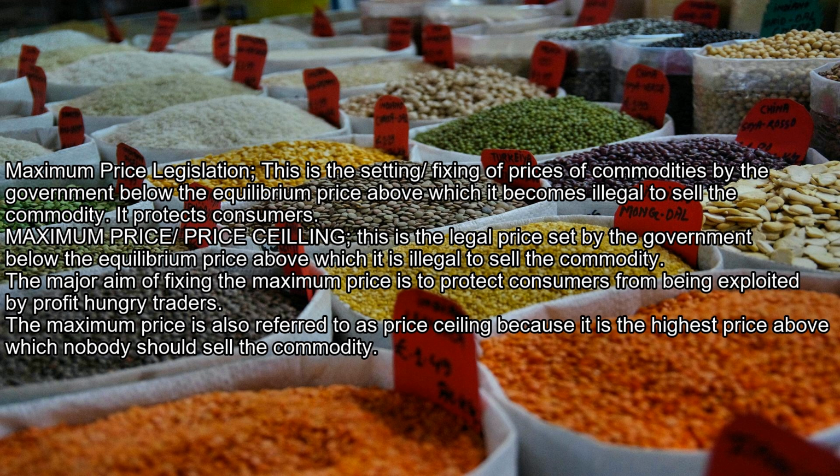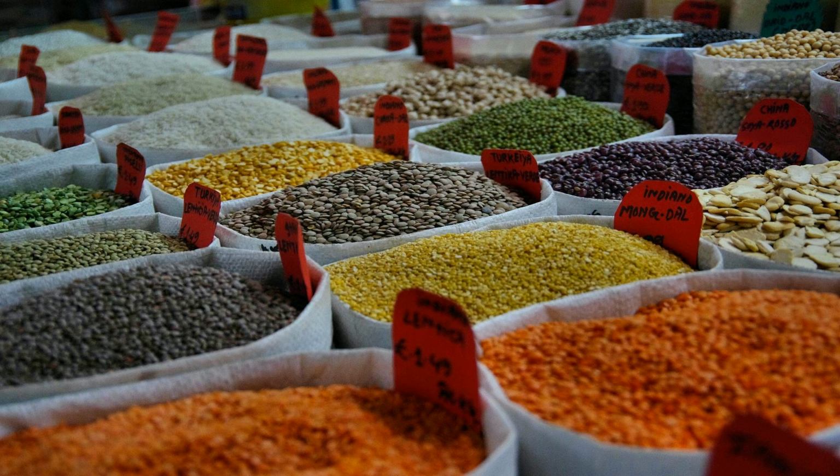It protects consumers. Maximum price/price ceiling. This is the legal price set by the government below the equilibrium price above which it is illegal to sell the commodity. The major aim of fixing the maximum price is to protect consumers from being exploited by profit-hungry traders. The maximum price is also referred to as a price ceiling because it is the highest price above which nobody should sell the commodity.